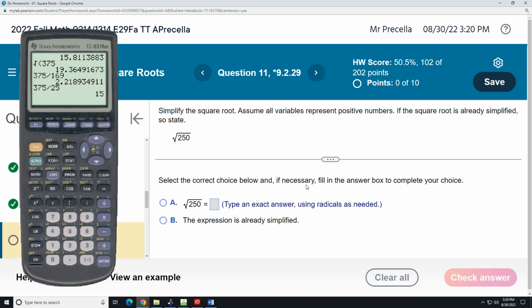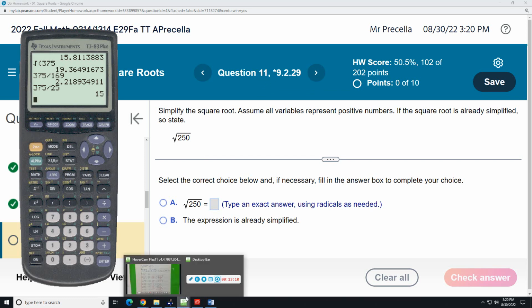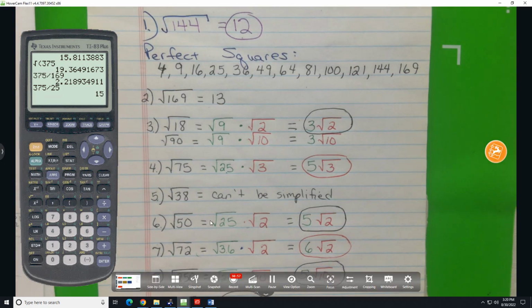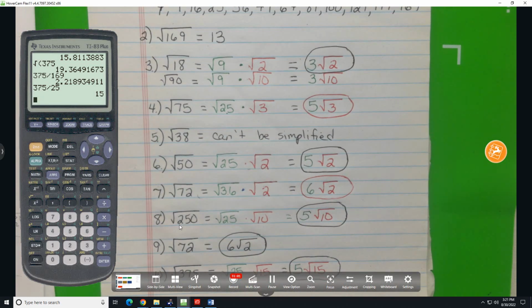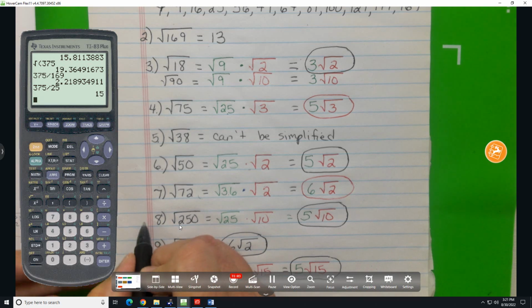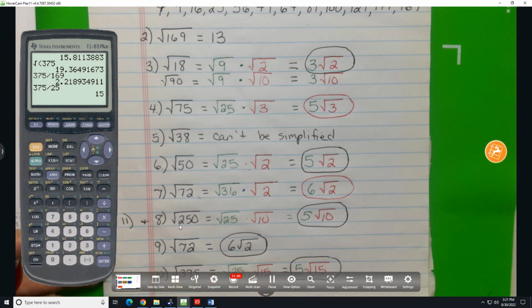If you have to step out for any reason, I think we've already done this one, haven't we? So we're getting a little lucky here. Number 11. We've already done square root of 250. It was number 8. So I'll just say, and number 11. There. Okay, 5 square root of 10.